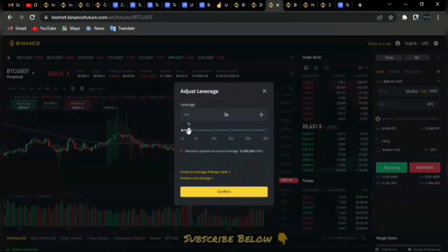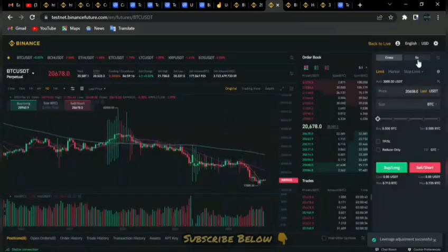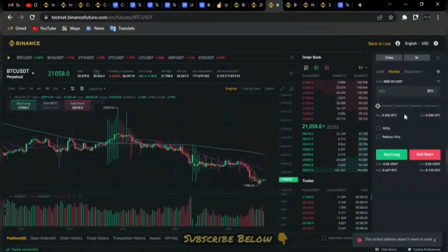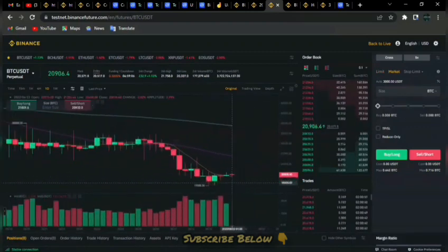Now I'm just going to leave this at about 5x leverage, and click on confirm. You can see our leverage here, it's set at cross. Now I can decide to go through with market orders, which is very fast for me. Now you can see the chart. You want to read the chart to understand where you want to push through the market.